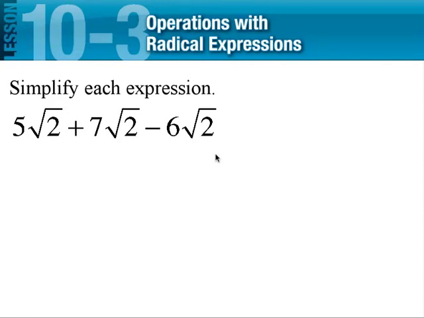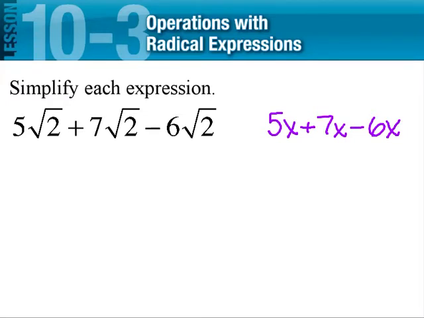Okay, so today we're going to look at how you add, subtract, and multiply with those square roots. And so if you go ahead and look at this expression, it says we have 5 root 2 plus 7 root 2 minus 6 root 2. This problem right here is very similar to the following problem.